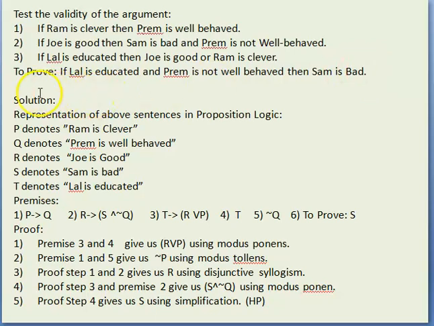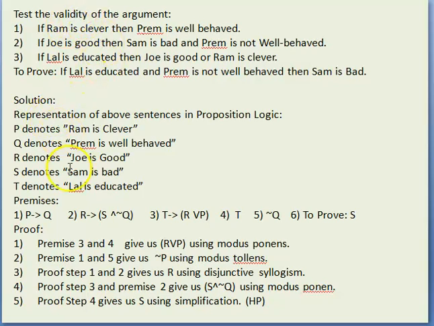bad. Now, for this we will use the propositional variables. So, P denotes Ram is clever, Q denotes Prem is well behaved, R denotes Joe is good, S denotes Sam is bad, and T denotes Lal is educated. Whatever information is given here, we have just assigned the propositional variables to it. Just be sure that if we have Prem is well behaved and Prem is not well behaved, you don't assign separate propositions to these, but wherever Prem is well behaved is written, you write Q, and wherever Prem is not well behaved is written, you write negation of Q.